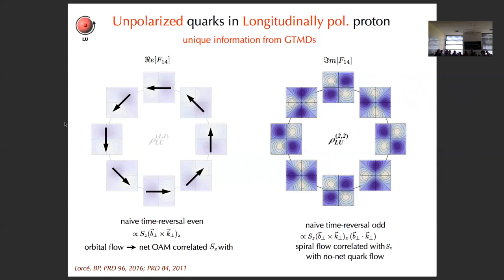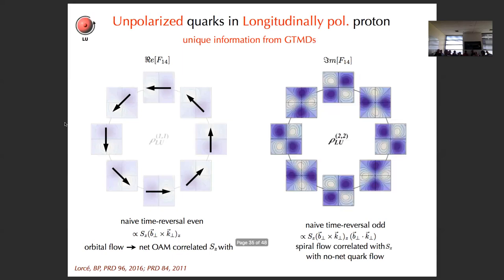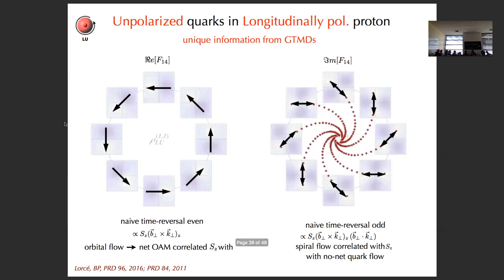In the naive time reversal odd case, now you have some quadrupole structure. So then there is no net quark flow because of this quadrupole structure. This is positive, this is negative, they average to zero. But in this case, you see that the k perp distribution is tilted with respect to the b vector. Then going from the center of the nucleon to the periphery, you observe some spiral flow of the quark. And since you have this kind of quadrupole structure, you have the same quasi-probability inward and outward, so you don't have net quark flow.